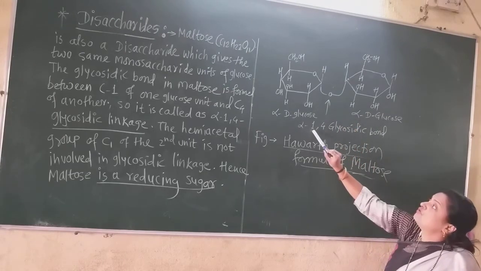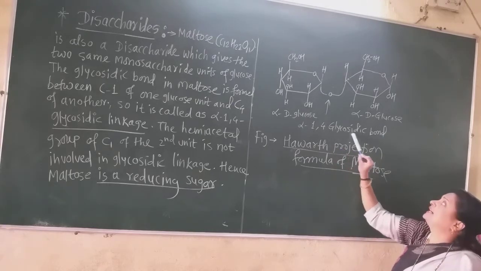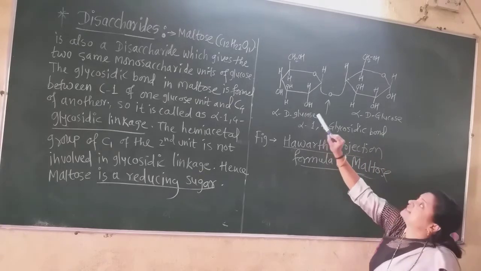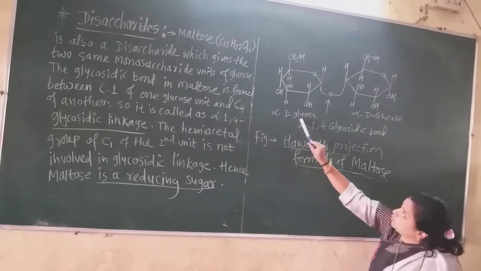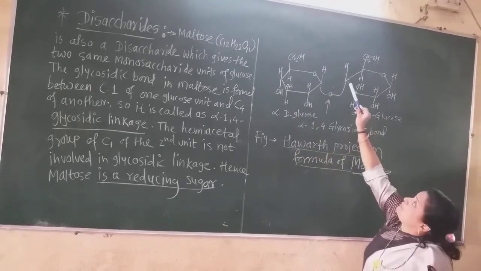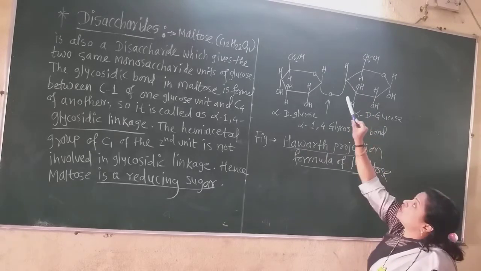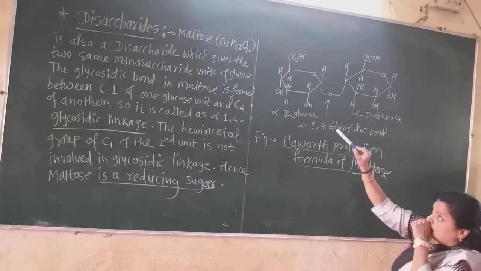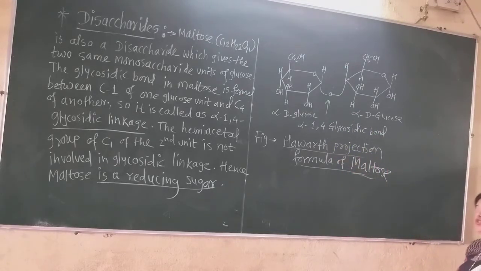So this is the 1,4 glycosidic bond. Why is it called the 1,4 glycosidic bond? Because the C1 carbon of the first alpha-D-glucose and the C4 carbon of the second alpha-D-glucose are joined by a 1,4 glycosidic bond. So this linkage is also called the alpha-1,4 glycosidic linkage.